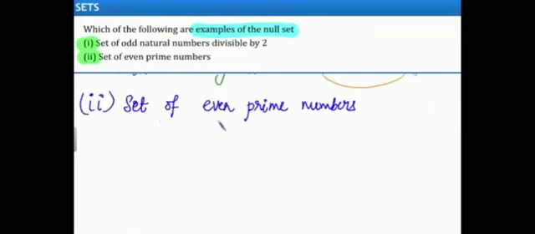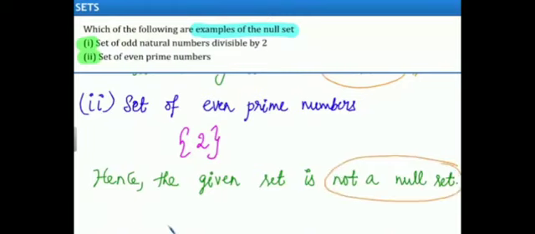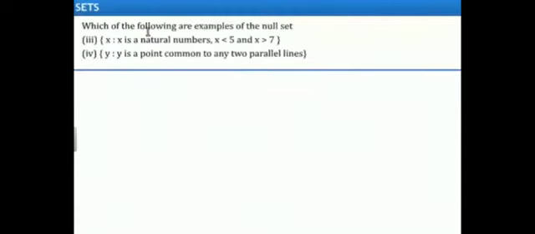Question number 2, set of even prime number. So here 2 is the only even prime number, so this set is not an example of null set. Hence the given set is not a null set. Okay, now move on to question number 3.